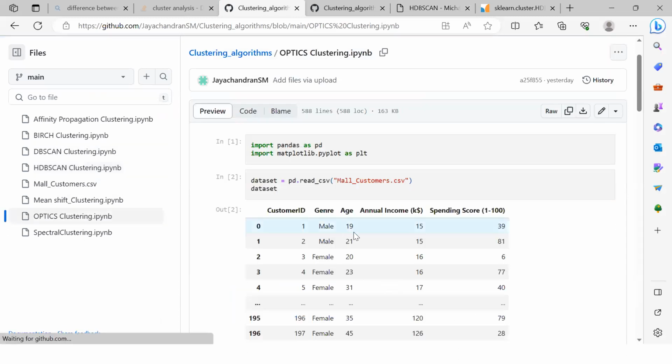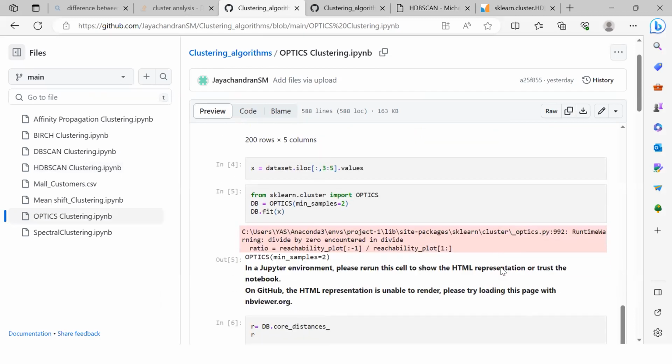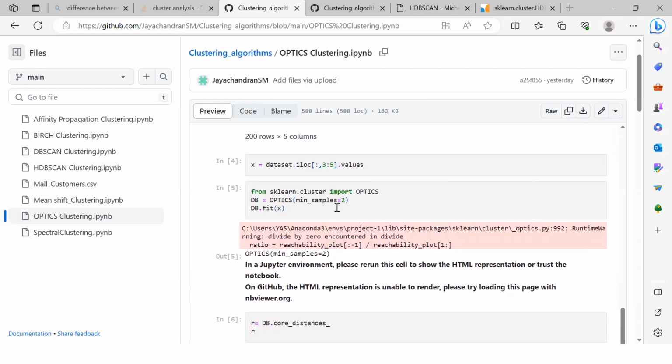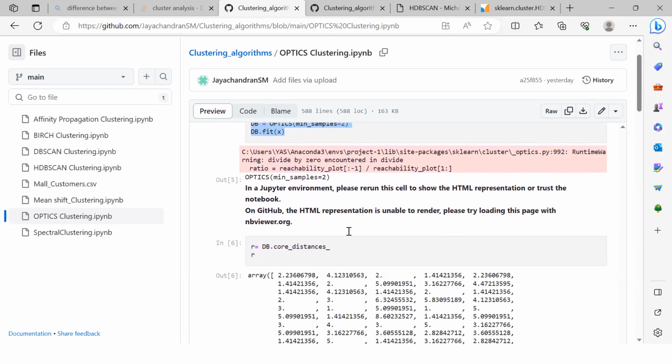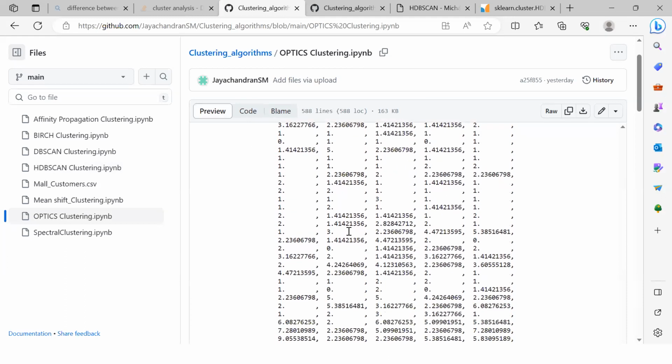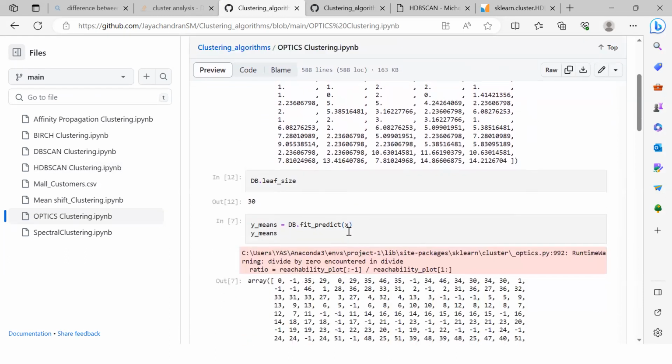Optics clustering. Okay, as you are all aware of this code, I will just go to the logic part alone, that is the algorithm part. I just chose an optics min value and fit it into the module, and then I created the core distance. This is for my understanding purpose.